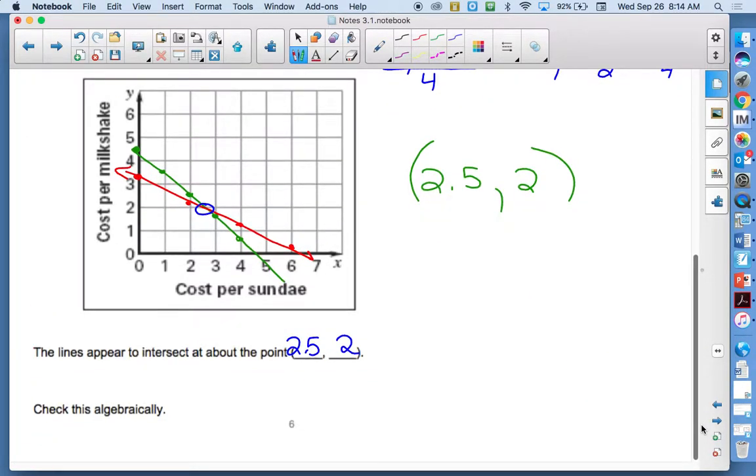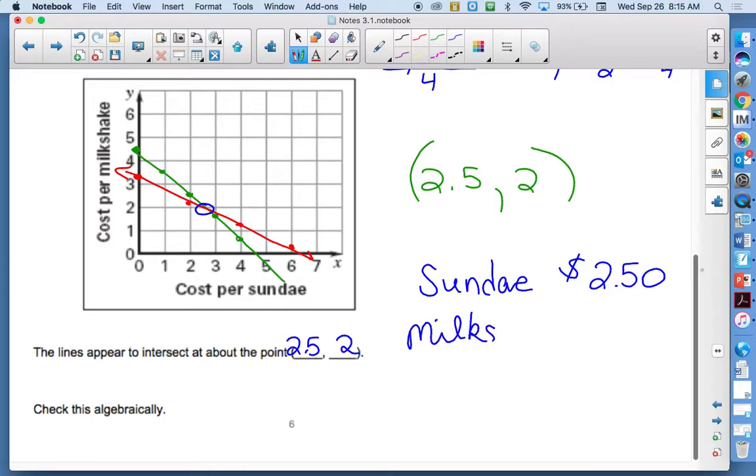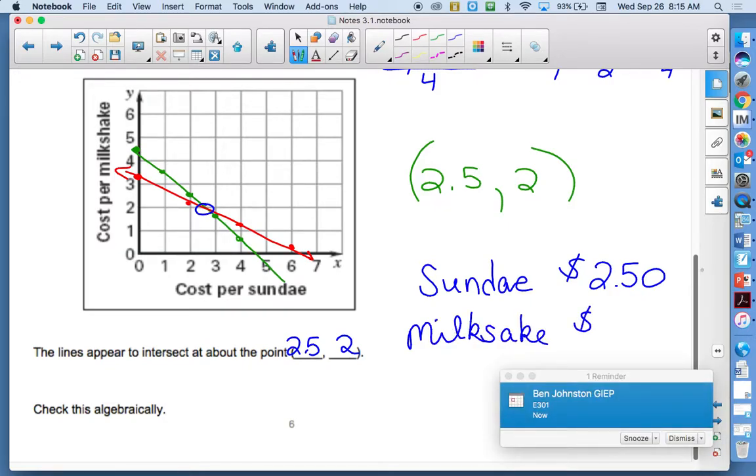So we have this ordered pair of (2.5, 2), but what does it really mean? Did anybody not get that in the calculator? I'm sure your calculator's there. Anyone need help with the calculator? Please ask. Brock, do you know what that (2.5, 2) really means? The cost of a sundae and the cost of a milkshake. Yeah, so the cost of the sundae, $2.50, pretty cheap sundae. And the cost of a milkshake is $2.